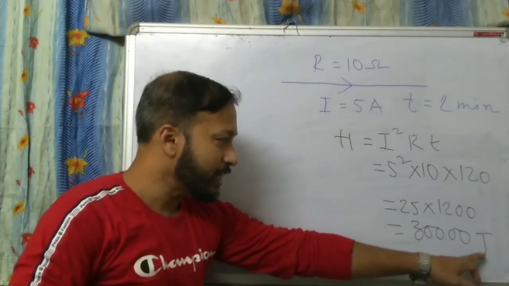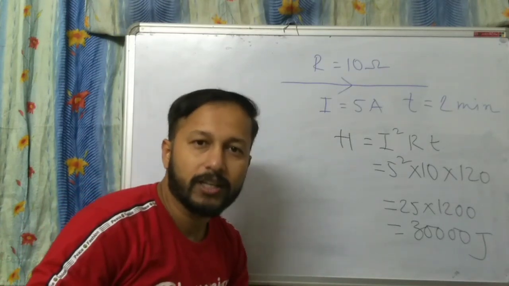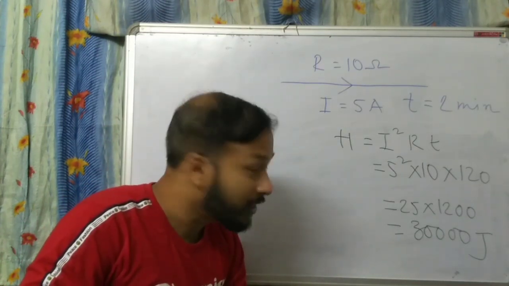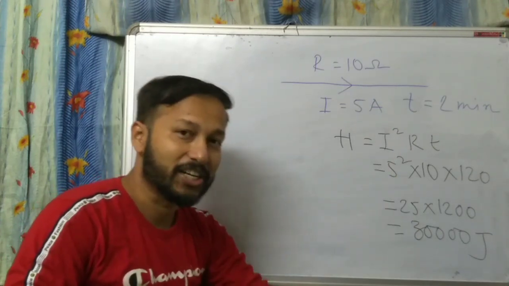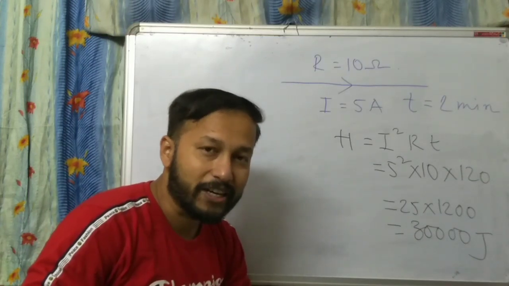So this Joule is the unit of heat produced. So how much heat is produced? 30,000 Joule of heat is produced in this condition. I hope you understood what Joule's laws of heating effect are.